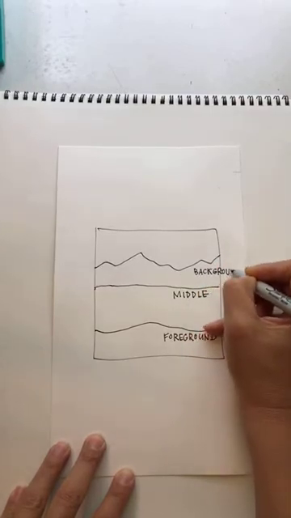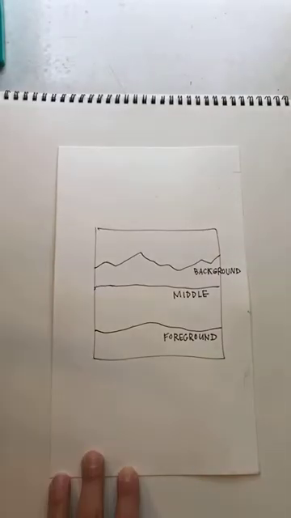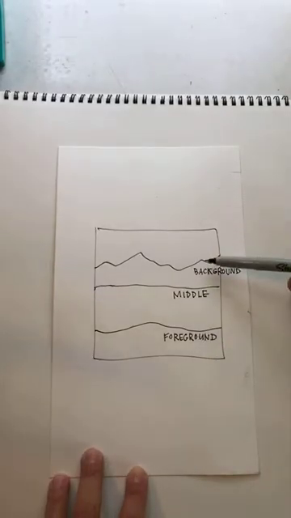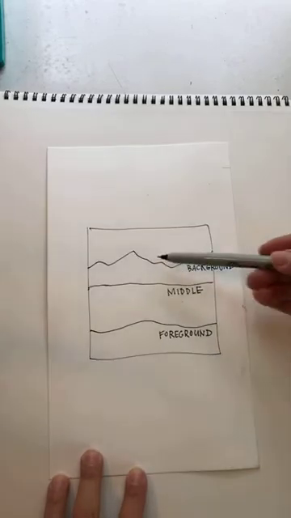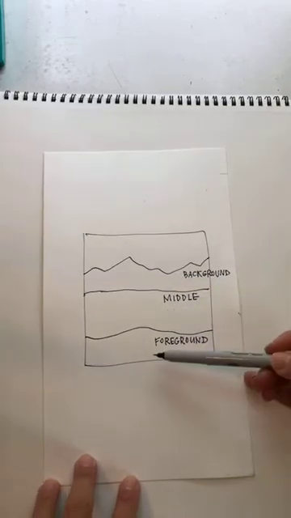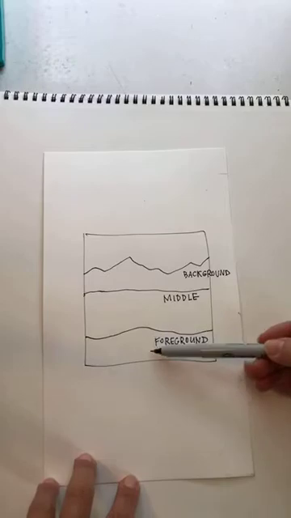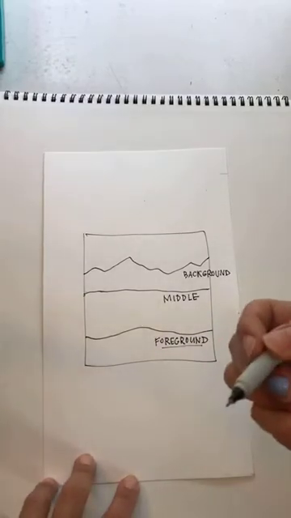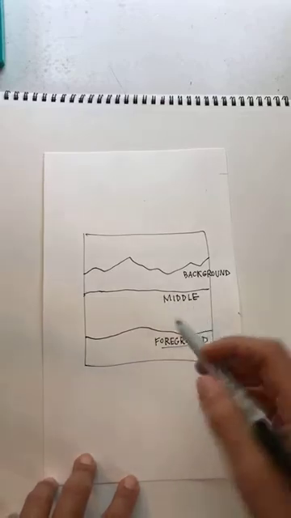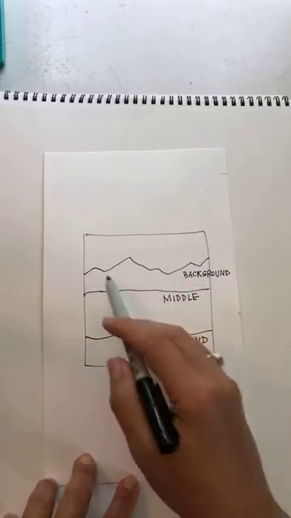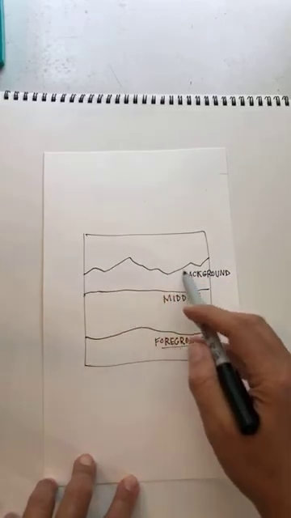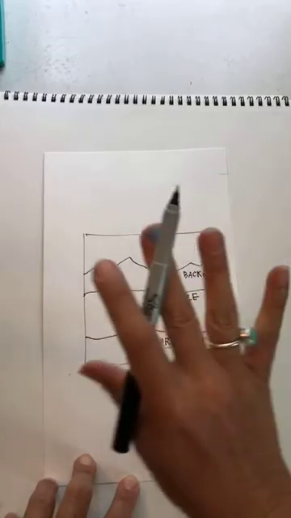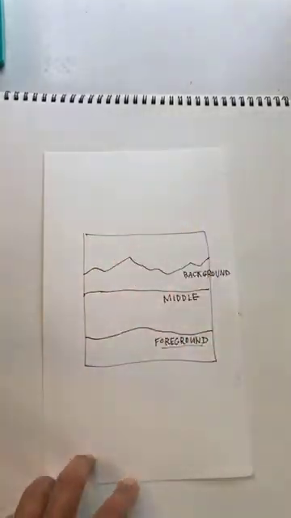So today, we are going to use a bunch of different lines in our landscape to establish space. When something is further down on the page, it's closer to the viewer. When something is in the middle, that's easy, it's in the middle. And then when something is higher up on the page, it is further back in space.